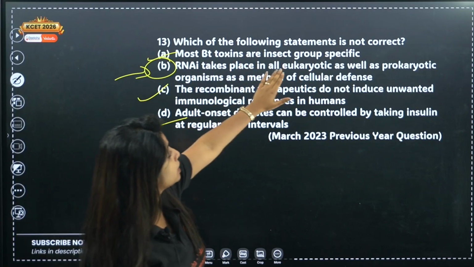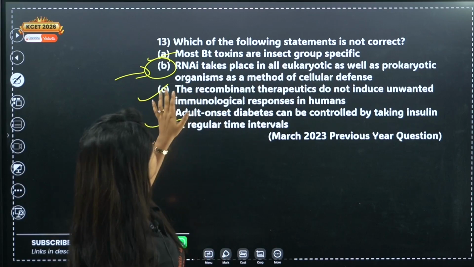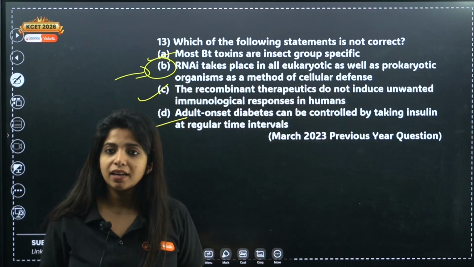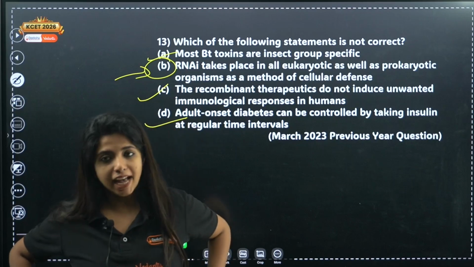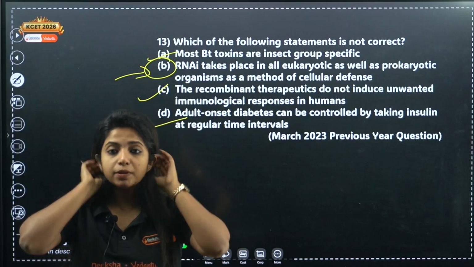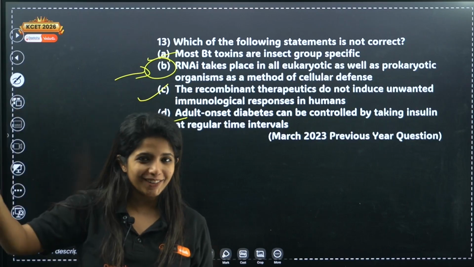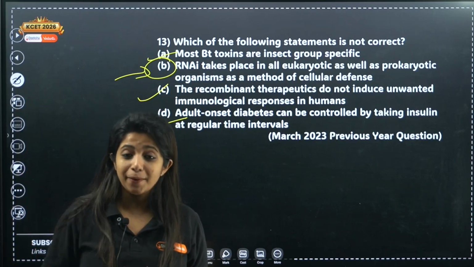RNA interference takes place in all eukaryotic as well as prokaryotic organisms as a method of cellular defense. Ma'am, we didn't study this. Does it happen in all eukaryotes as well as prokaryotes? Well, it happens only in eukaryotes. Remember, a plant is a eukaryote, and in the plant's body it is happening.